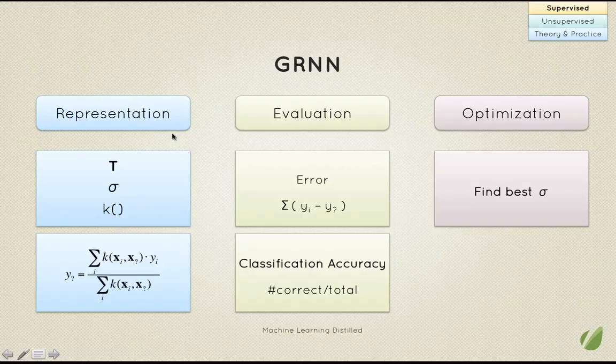As we consider the GRNN, its representation is in terms of the training data set, the parameter sigma, and our kernel. We've seen it represented in this way most compactly. To evaluate the GRNN, we can use error or error squared, which is what we expect minus what is predicted, and summing up those over the data set. We could also see it as classification accuracy if we use it for classification. To optimize the GRNN, we simply have to find the best sigma through trial and error.